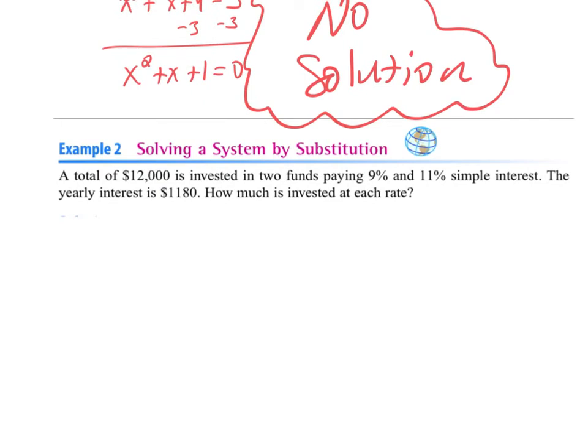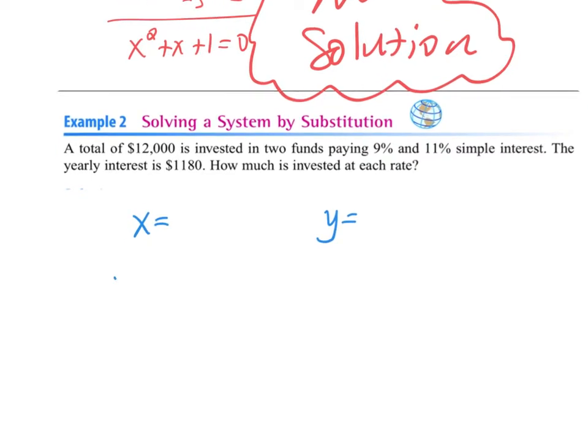What are the 2 letters that we can use? X and Y. It does not matter what you make X, what you make Y. One of the accounts pays 9%. How would I write that as a decimal? Okay. So think about this, 0.09. How can I write 11% as a decimal? Okay, 0.11, all right? So now let's think about this for a second.